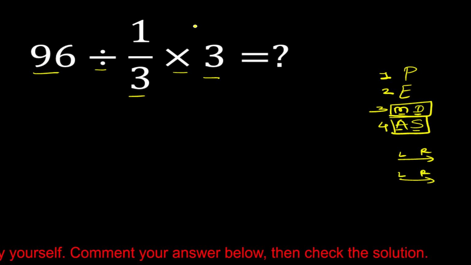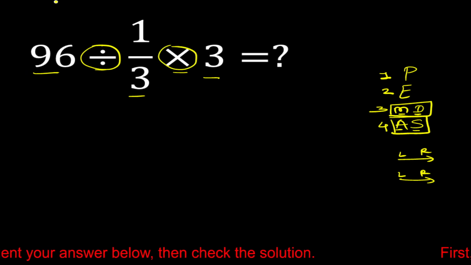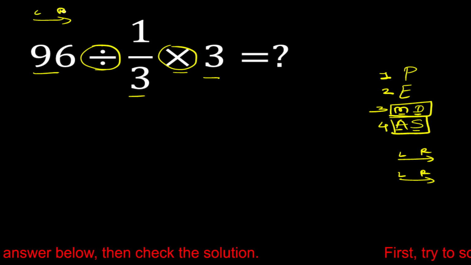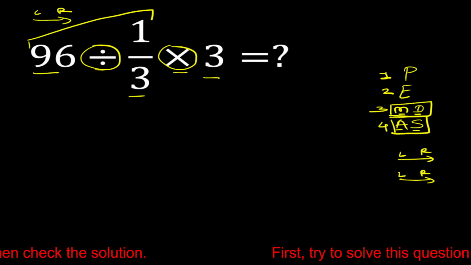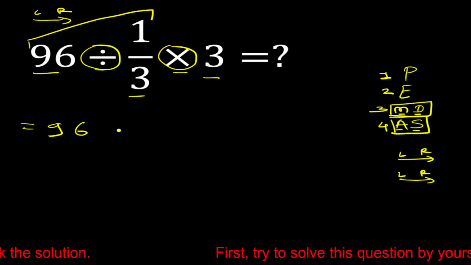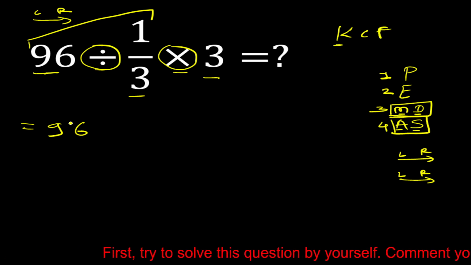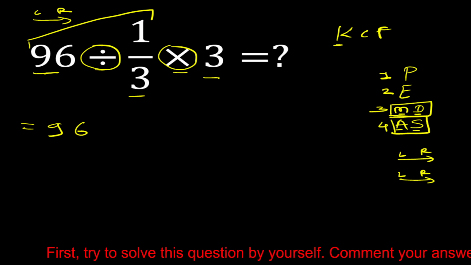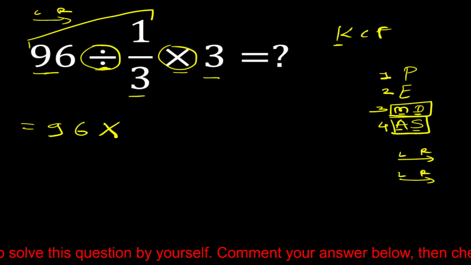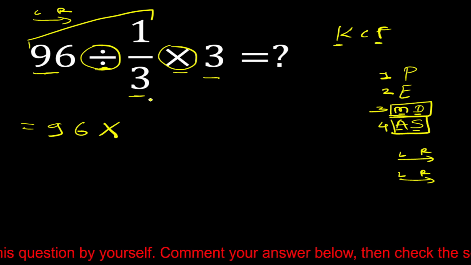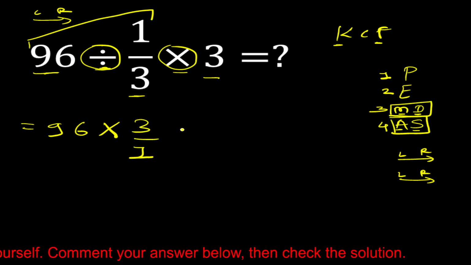Also addition and subtraction both have equal priority, so we have to solve it from left to right. Okay, so in this question, here is one division and here is one multiplication. Both have equal priority, so we have to solve it from left to right. So now first we have to solve this part. 96 divided by 1 upon 3. Now according to the KCF rule, K means keep the first fraction 96 as it is, C means change the sign from division to multiplication, and F means flip the last fraction, 1 upon 3 is equal to 3 upon 1.